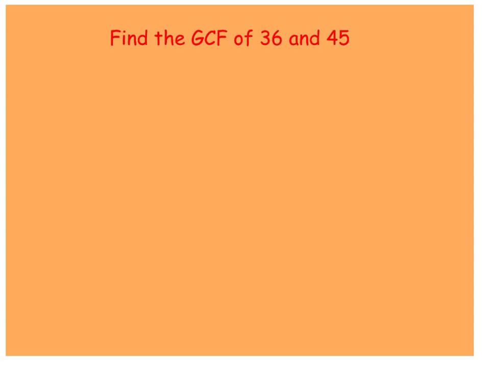I'm going to do both methods with this example. So I'm going to start with my factor trees for 36 and 45. Okay, what times what is 36? Let's do 4 times 9. 4 is not prime, so we have to keep going. 4 can be broken into 2 times 2. 9 can be broken into 3 times 3. Okay, so the prime factorization of 36 is 2 times 2 times 3 times 3.